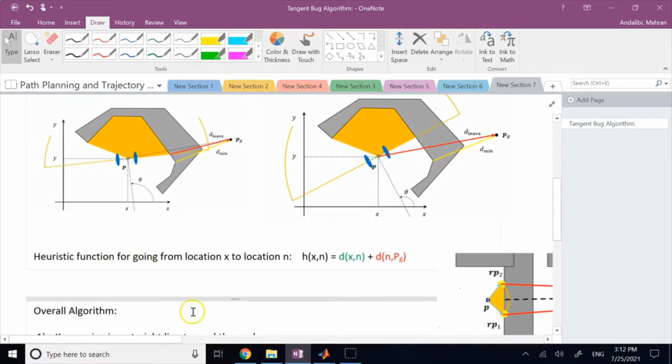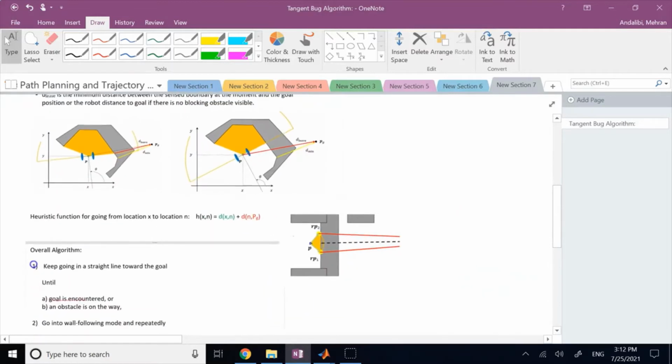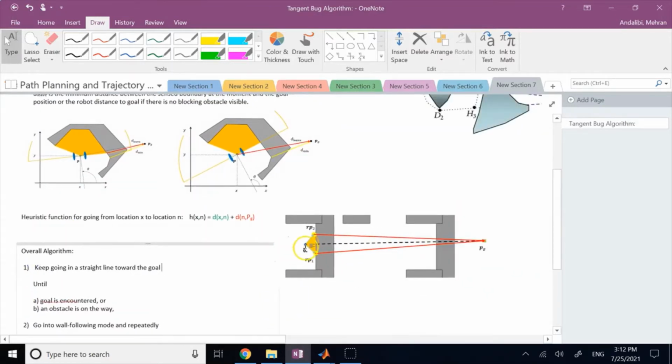So you have a heuristic function that is the cost of going from your location to the goal, and that is basically the sum of two distances. One is the distance to go from your location to a point n between your location and the goal, and then the cost of going from that n to the goal. So if you cannot directly go to the goal in one single step, and most of the time you are so far away from the goal that even if you want to travel in a straight line, you cannot go in one single step.